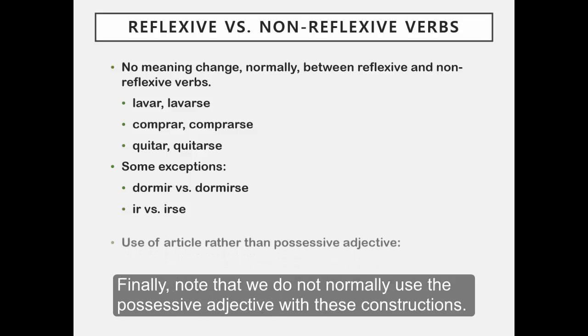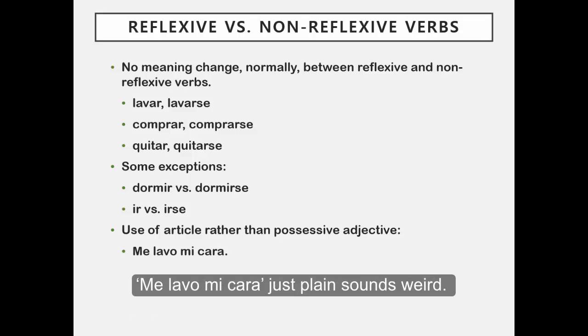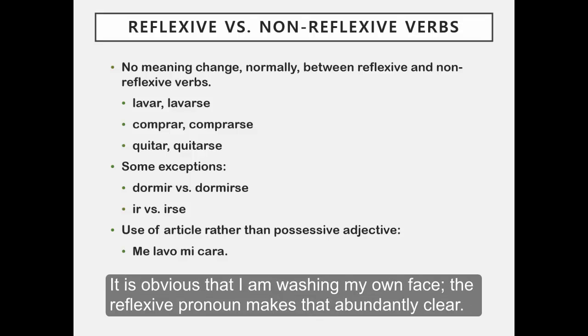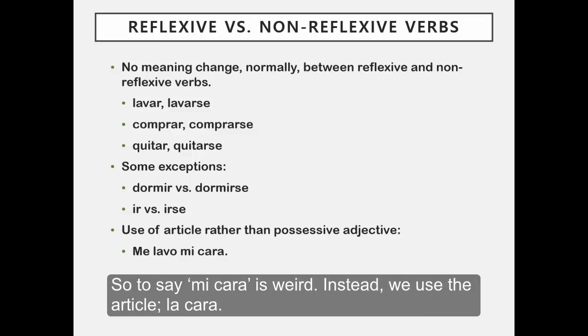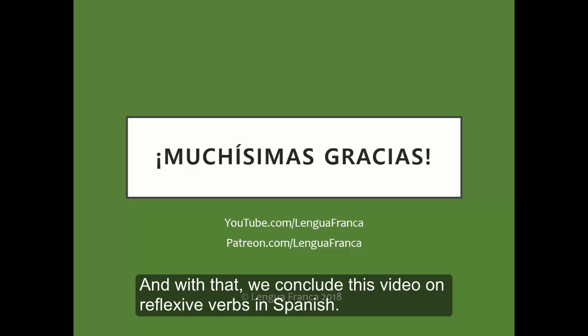Finally, note that we do not normally use the possessive adjective with these constructions. Me lavo mi cara just plain sounds weird. It's obvious that I am washing my own face. The reflexive pronoun makes that abundantly clear. So to say mi cara is weird. Instead, we use the article, la cara. Mucho mejor. And with that, we conclude this video on reflexive verbs in Spanish.